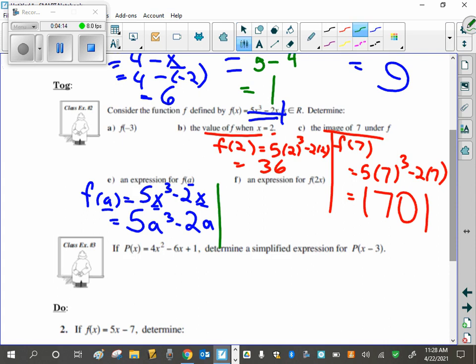Find f of 2x. So wherever you see an x, you put 2x. So that's 5 bracket 2x cubed, all cubed, pardon me, subtract 2 times 2x. See if you can finish that one off for me with your beautiful algebraic skills.